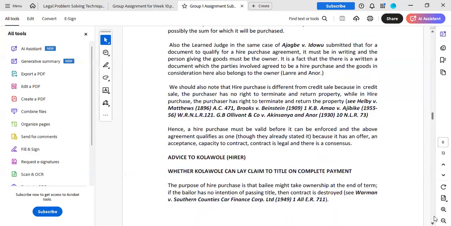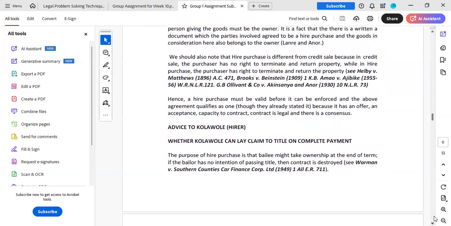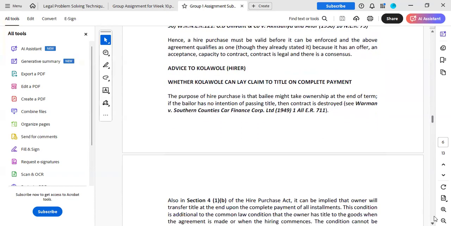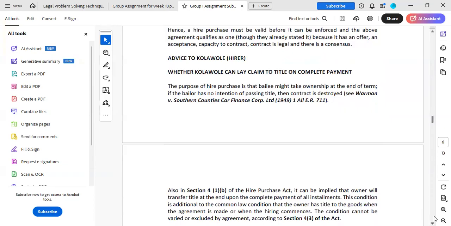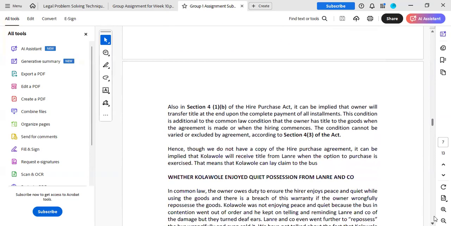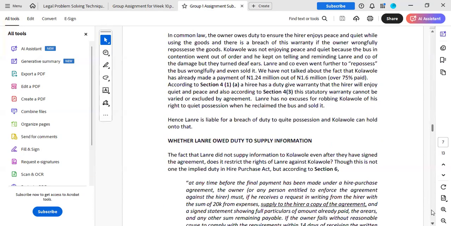I said, okay, whether Kola Wole can lay claim to the title to complete payment. I said the purpose of hire purchase is that one might take ownership at the end of the term. So the principle of law is outlined first, because the aim of this case study is to give you, apart from knowledge, the understanding and the practical application. Everything is combined into a legal case study. That's what makes legal case studies very unique. So here we have the definition of the law, and the person goes ahead to apply it accordingly, which we can see being detailed here.